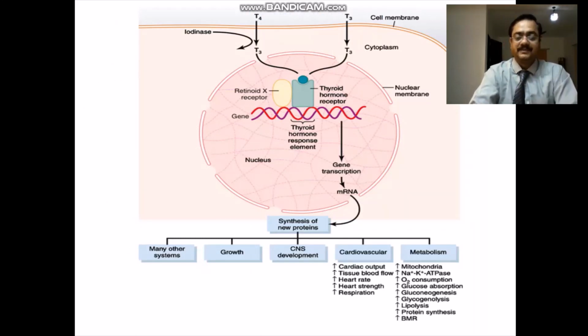the genes. Here you can see thyroid hormone T3 and T4 entering the cell cytoplasm and the nucleus, and this is RXR, the retinoid X receptor. It binds to thyroid hormone receptors and they form a gene complex with the thyroid hormone response element, leading to transcription of a gene and formation of mRNA. This mRNA leads to synthesis of new proteins, which are important for the various growth factors, or you can say for various systems at different levels.